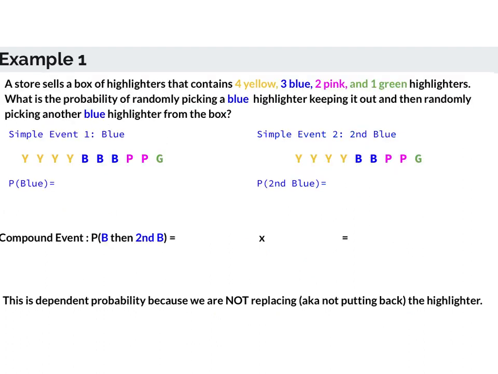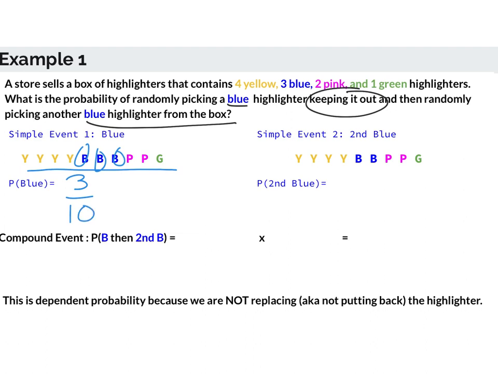Now let's look at a second example. A store sells a box of highlighters that contains 4 yellow, 3 blue, 2 pink, and 1 green highlighters. What is the probability of randomly picking a blue highlighter, keeping it out, and then randomly picking another blue highlighter from the box? So let's start by looking at the probability of that first blue. If I look, I have a total of 10 highlighters in that box. And 1, 2, 3 of them are blue. So I have 3 blue highlighters in the box.